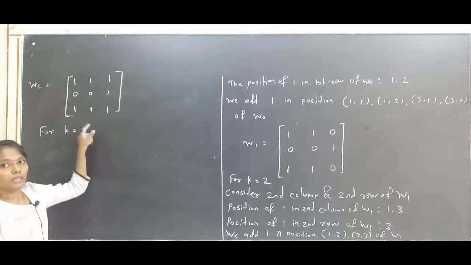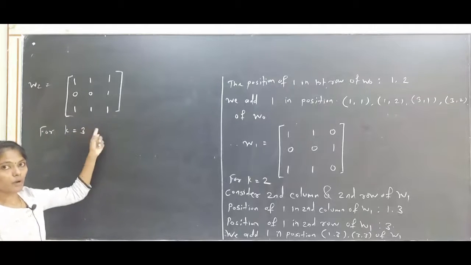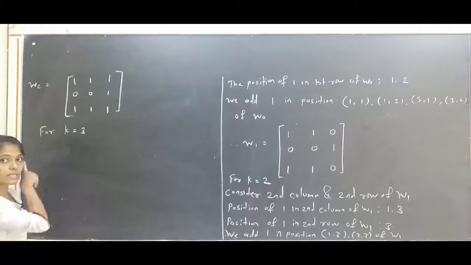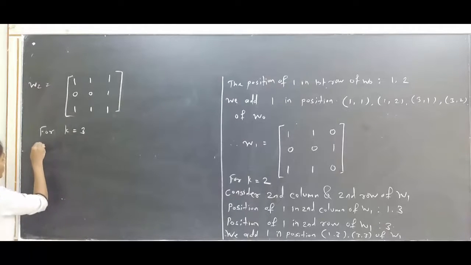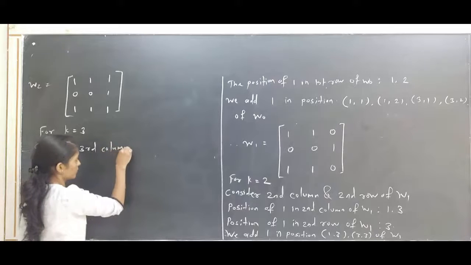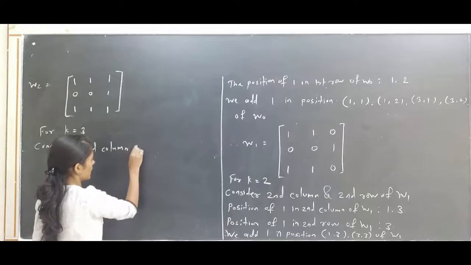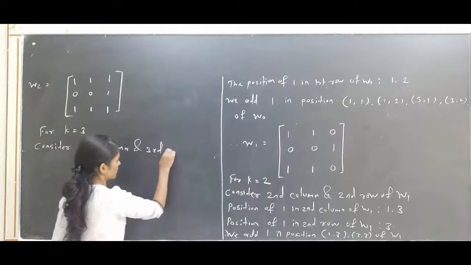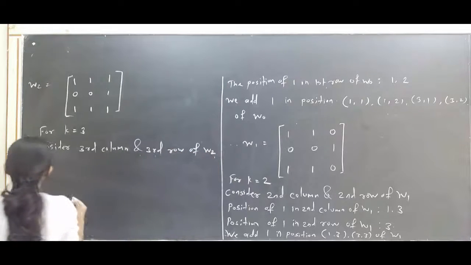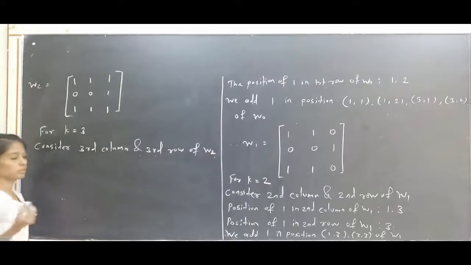Okay, now we consider k equals 3. Here the matrix is of order 3 by 3, so k equals 3 is the last step. Now we consider the third column and third row of W2. Third column and third row of W2.